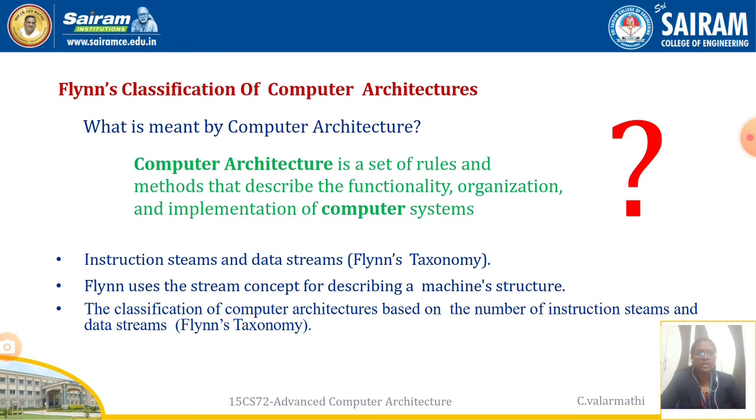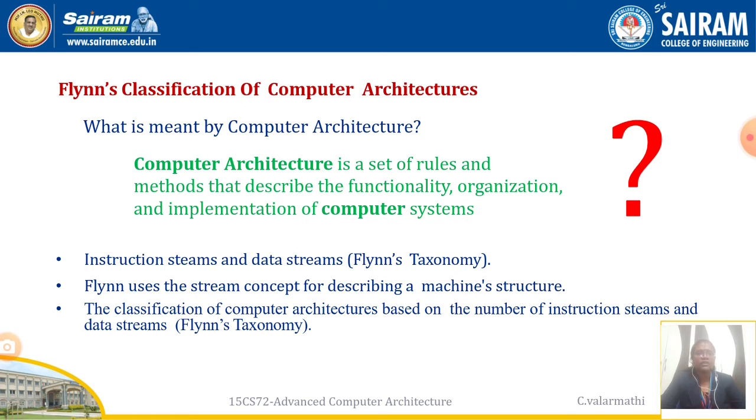So we are going to design one computer system, your own dedicated computer system. Before developing this computer system, the layout of the computer should be designed. This layout is called computer architecture. So what are the steps to be followed when you are going to develop a computer architecture? There is a designed set of rules and methods. This set of rules and methods is called computer architecture, and it describes the functionality and organization of your computer.